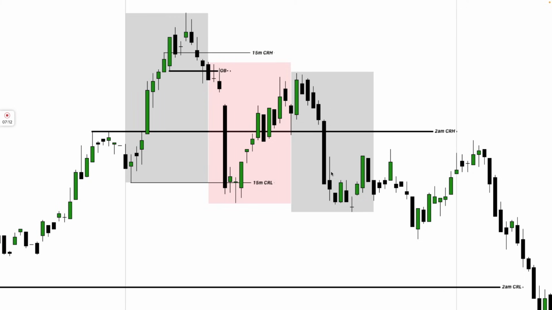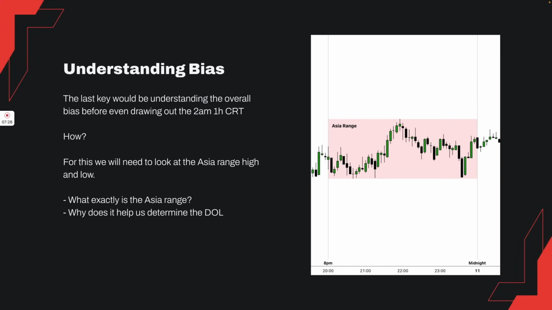Distribution candle, trending lower, TP's hit. Ultimate targets are the 2 a.m. CRL, however all of your targets would have already been hit. Remember, this is a scalper's model. I always will repeat. The last and most important, bias.